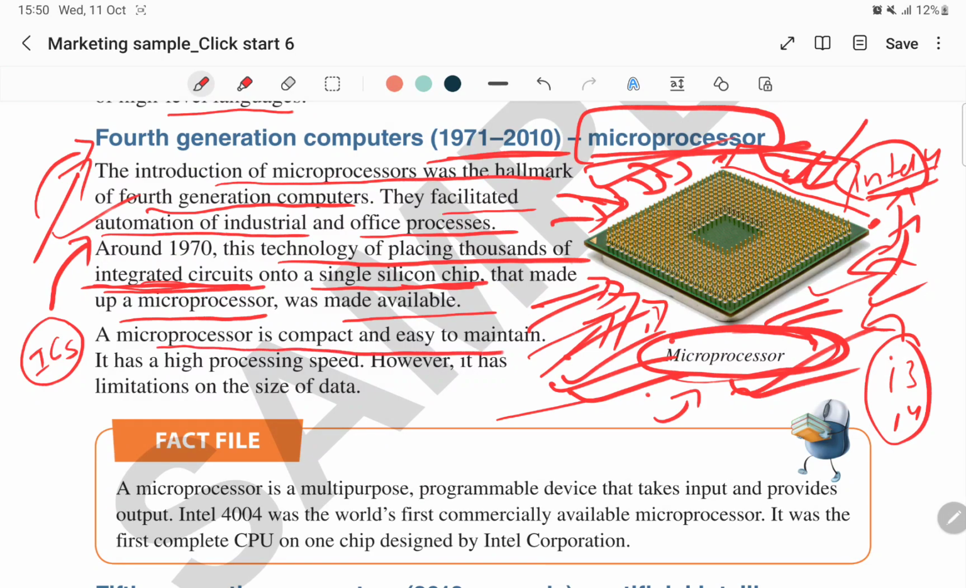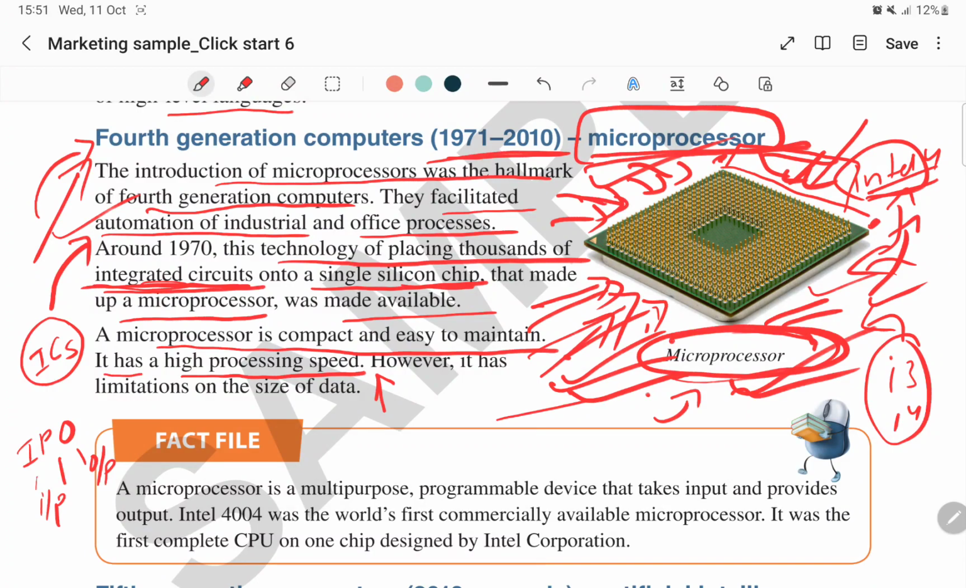First of all, it is a compact and easy to maintain circuit board, and it has a high processing speed, and that's what is needed for a computer. A computer has an IPO cycle, meaning input, process and output: the computer takes input, then processes it, and then gives the output.